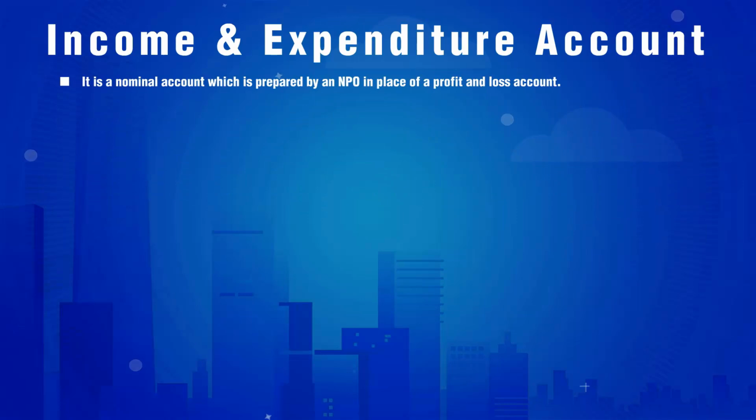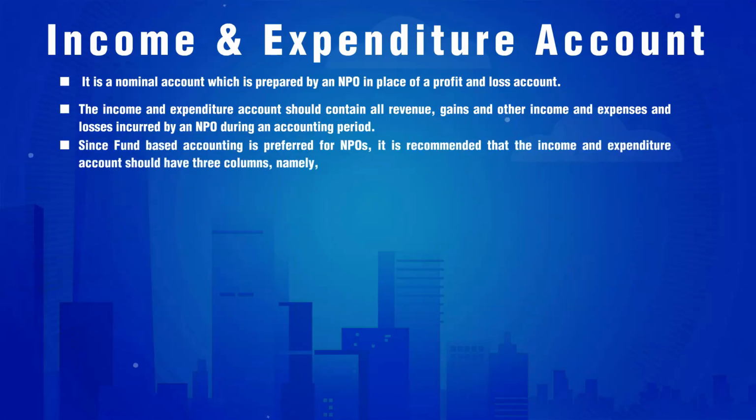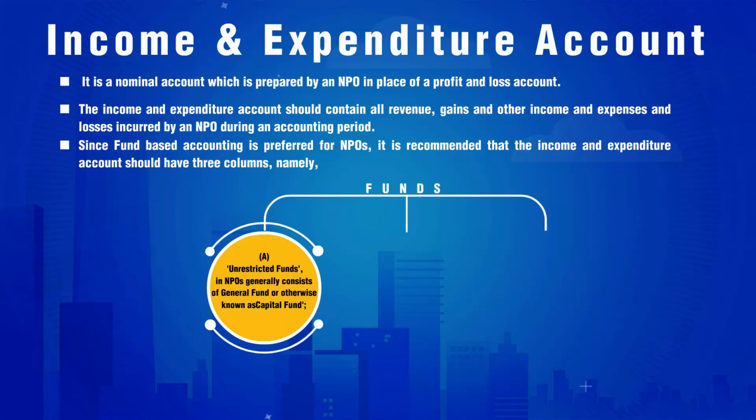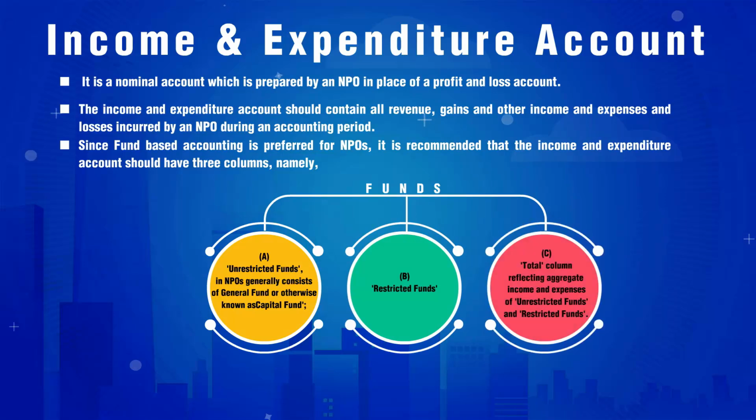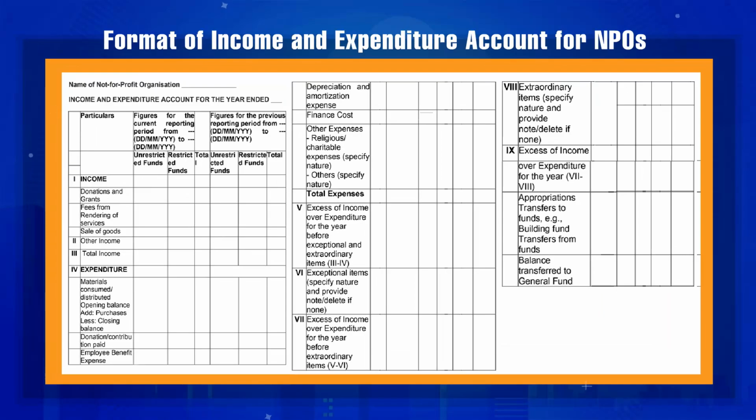Income and expenditure account. It is a nominal account which is prepared by an NPO in place of a profit and loss account. The income and expenditure account should contain all revenue, gains, and other income and expenses and losses incurred by an NPO during the accounting period. Since fund-based accounting is preferred for NPOs, it is recommended that the income and expenditure account should have three columns, namely, unrestricted funds, which in NPOs generally consists of general fund, otherwise known as capital fund, restricted funds, and a total column reflecting aggregate income and expenses of unrestricted funds and restricted funds. NPOs can further classify the unrestricted funds column in the income and expenditure account into general funds and designated funds. Format of income and expenditure account for NPOs.